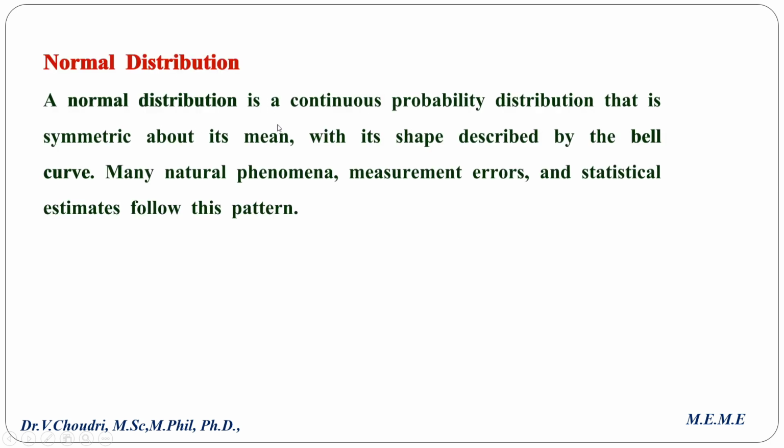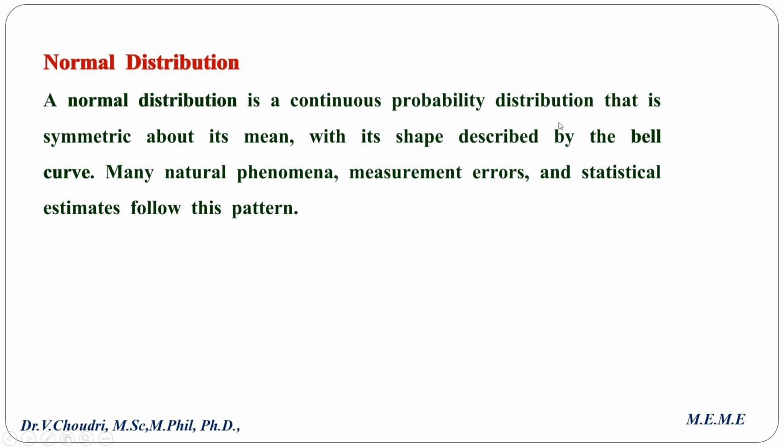A normal distribution is a continuous probability distribution that is symmetric about its mean, with its shape described by the bell curve. Many natural phenomena, measurement errors, and statistical estimates follow this pattern. Normal distribution is one of the important concepts applicable to both mathematics and statistics. In future, if you are going to study probability and statistical hypothesis, or start a business, we must learn normal distribution to analyze all the data.